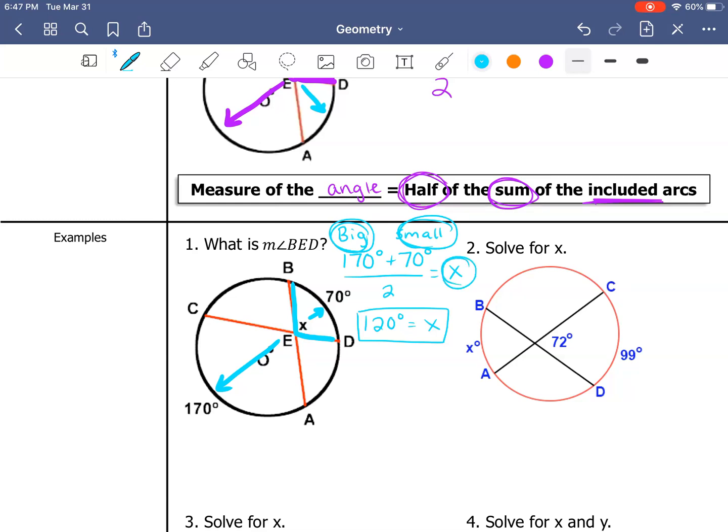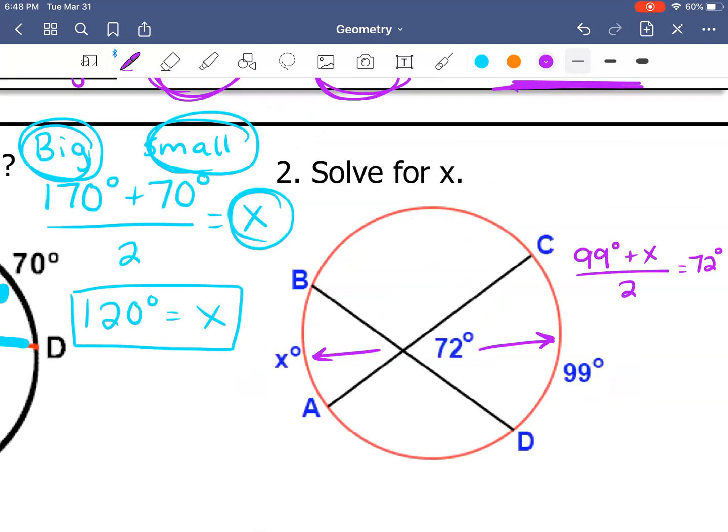Sometimes we know the angle, sometimes we don't. Okay, hopefully you're able to set it up like this. We have an in angle because the vertex is inside the circle. The two arcs that are directly across from it are 99, which is the big arc, and the other arc is our x. That's why we have x in the small arc position, and then we have 72 in our angle spot.